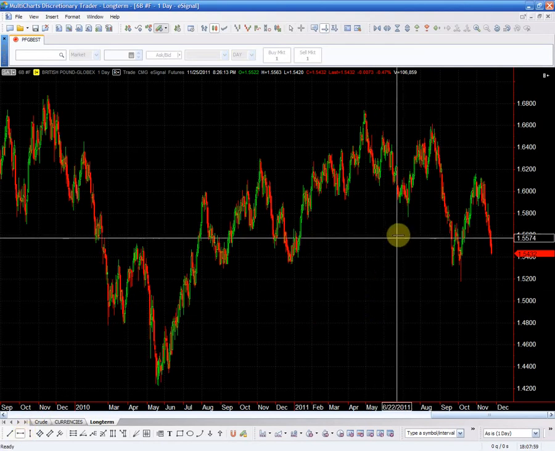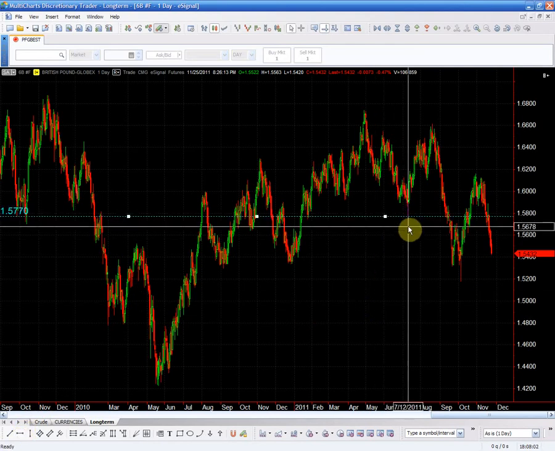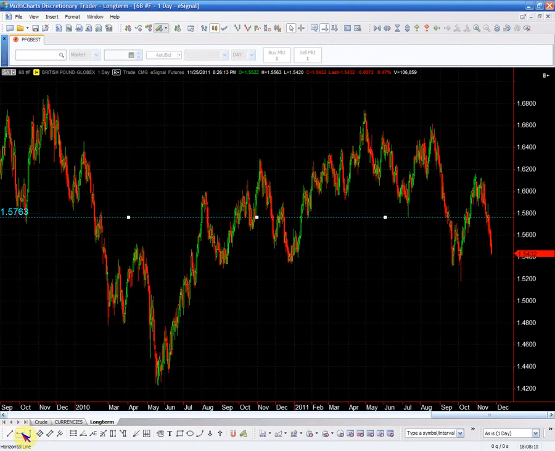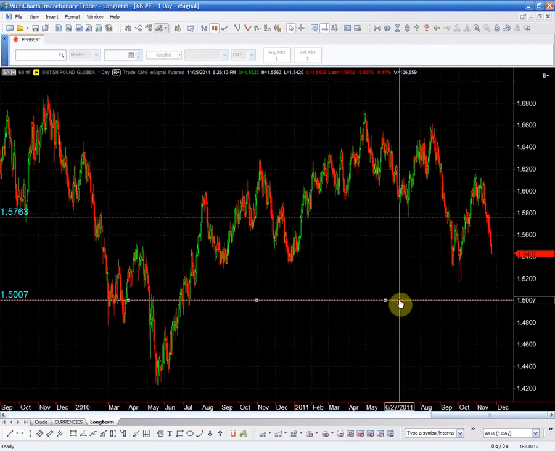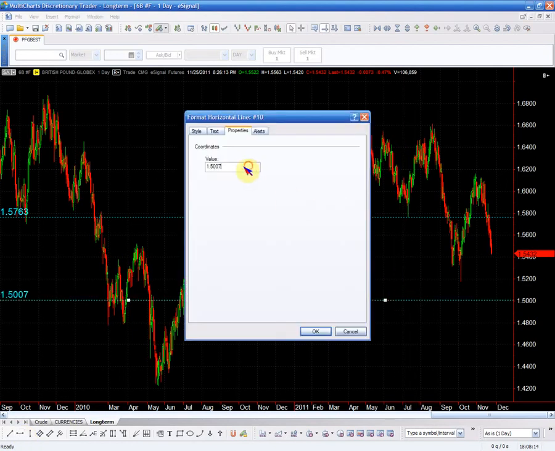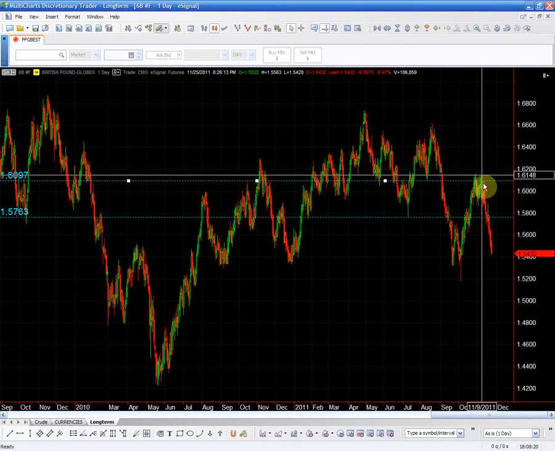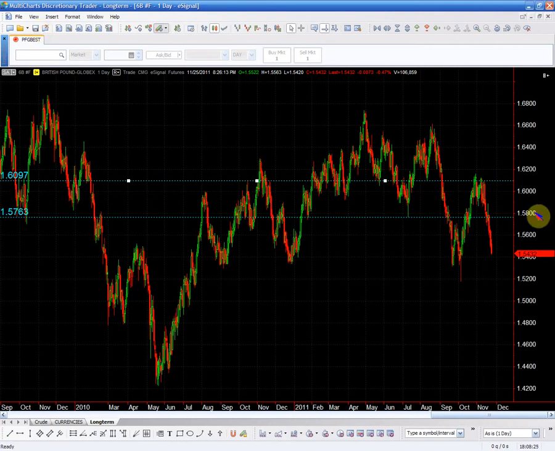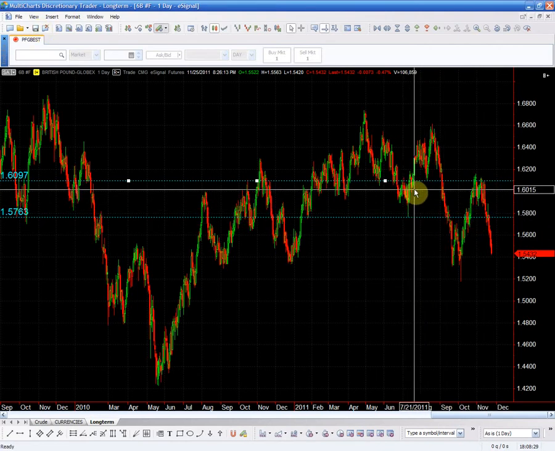We have two structures, one which is the 157.63, and the other structure point is the 160. I'm just putting them in so that you can see these are the two structure points, and the British pound index has been trading perfectly between those 2 points.